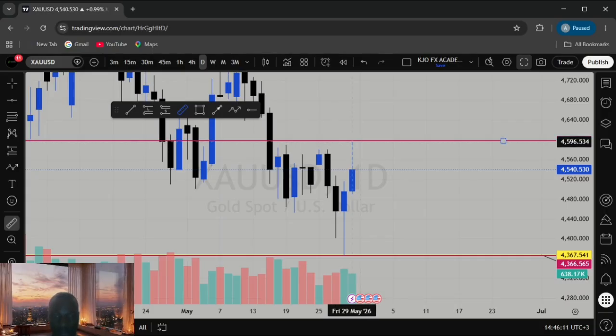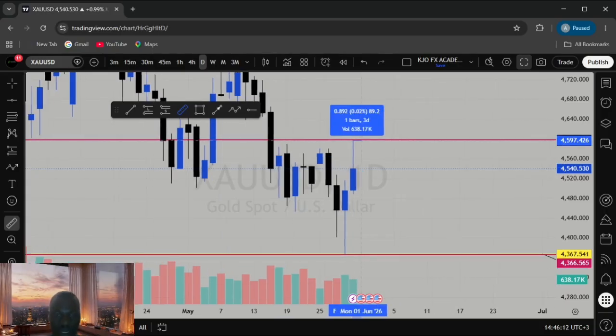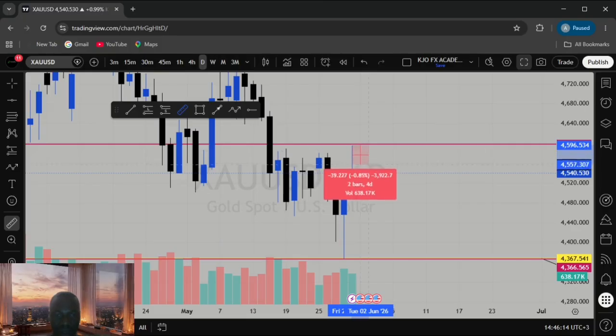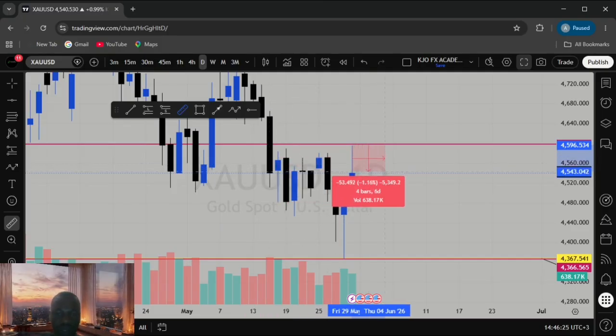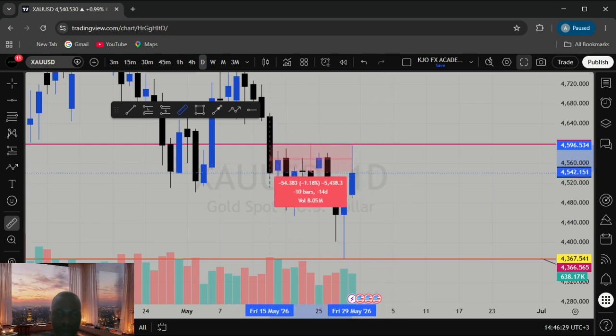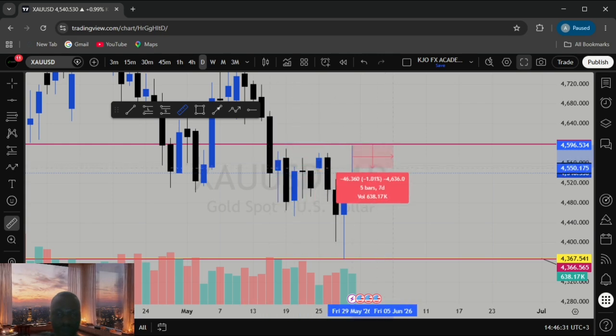So buyers were rejected within this zone and coming back dropped 500 pips. So it means that this zone is a strong selling zone. This is a strong selling zone. So the daily time frame is showing that buyers were rejected in the strong resistance zone. What does it mean? It means that we shall need a strong bullish candle to break above this line.